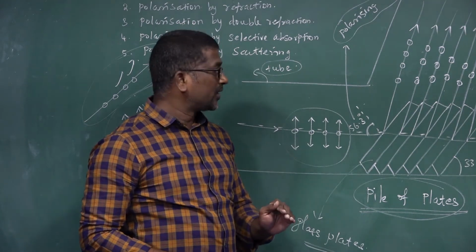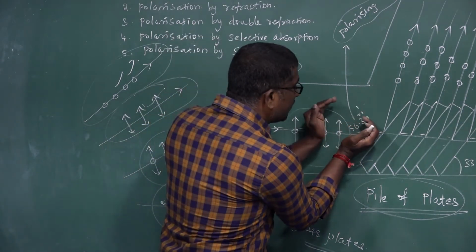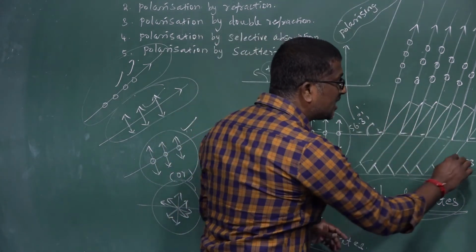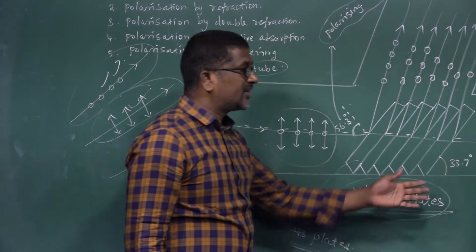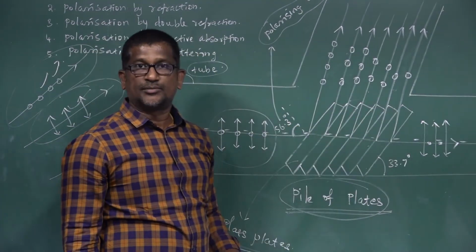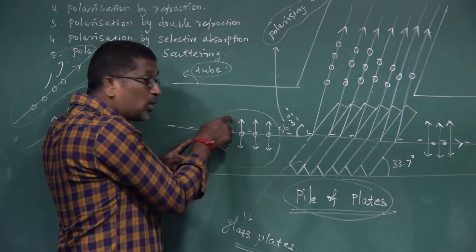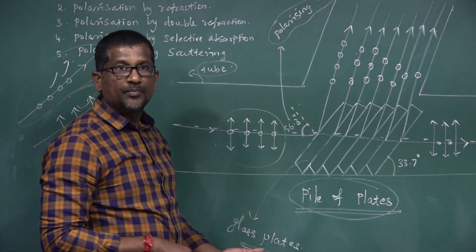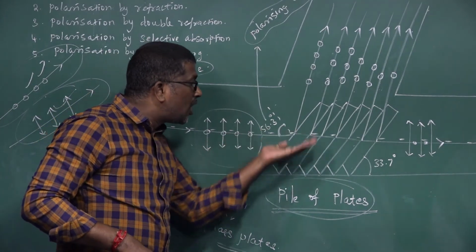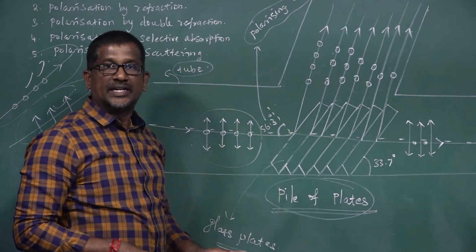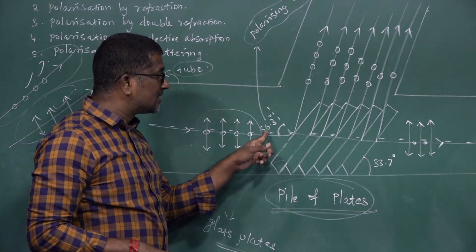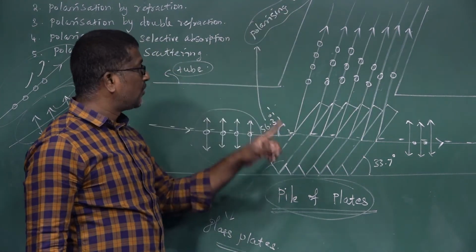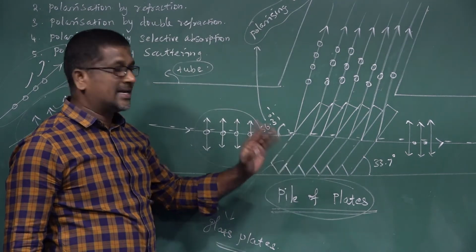To get this polarizing angle, the glass plate should be inclined at an angle of 33.7 degrees with respect to the axis of the tube. Now, this unpolarized light passes exactly along the axis of the tube and is made to fall on the pile of plates, that is, the glass plates, so that the angle of incidence becomes 56.3 degrees, which is the polarizing angle for glass.